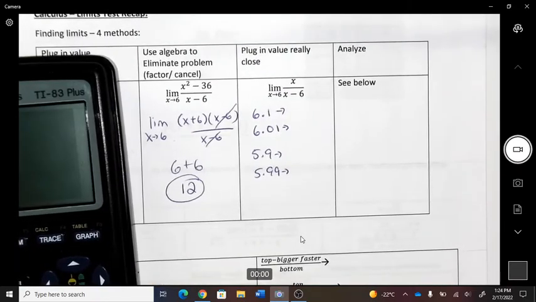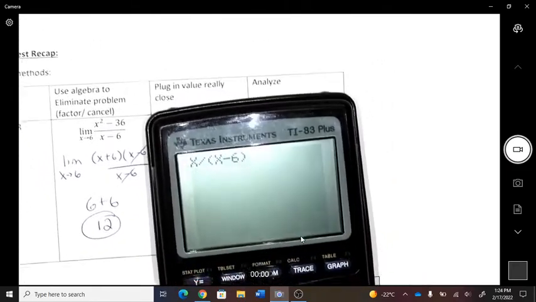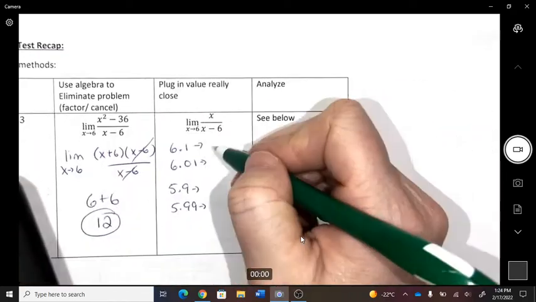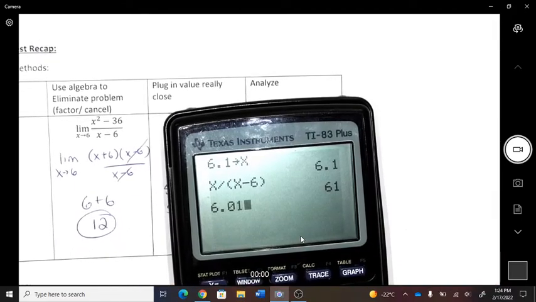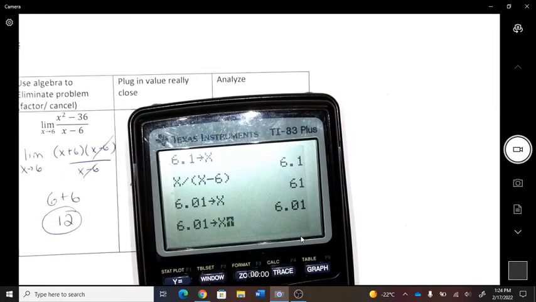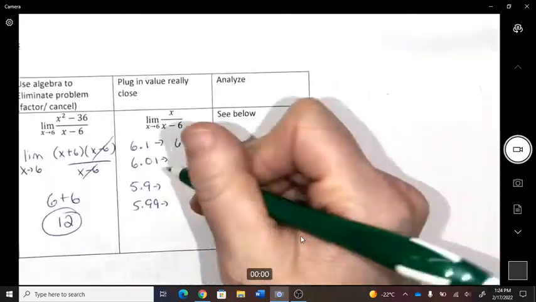If you want, you can work to get them. I'll do a cheat method here. Okay, so let's cheat. So I have x, I have the equation. So for me, on my calculator, this is what I can do. I'm going to store 6.1 as my x. When I put 6.1 in, I get 61. Okay, so now I'm going to have a 6.01. And I get 601.